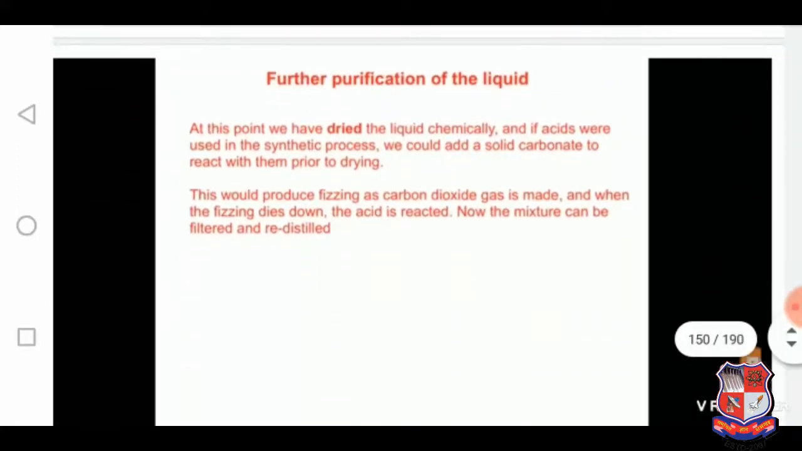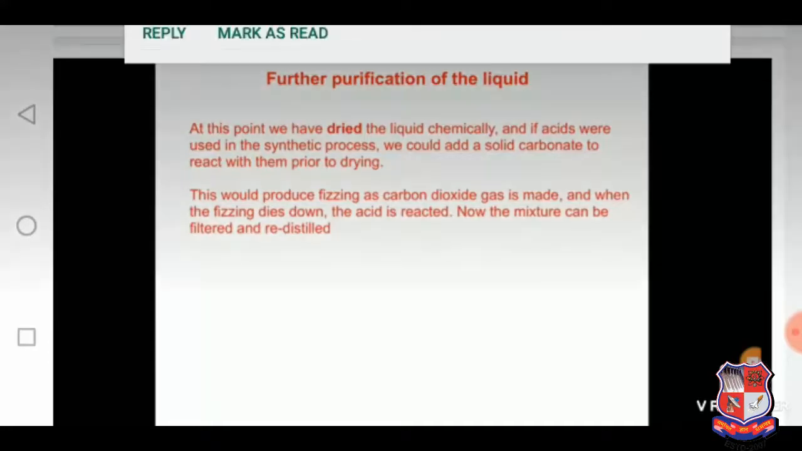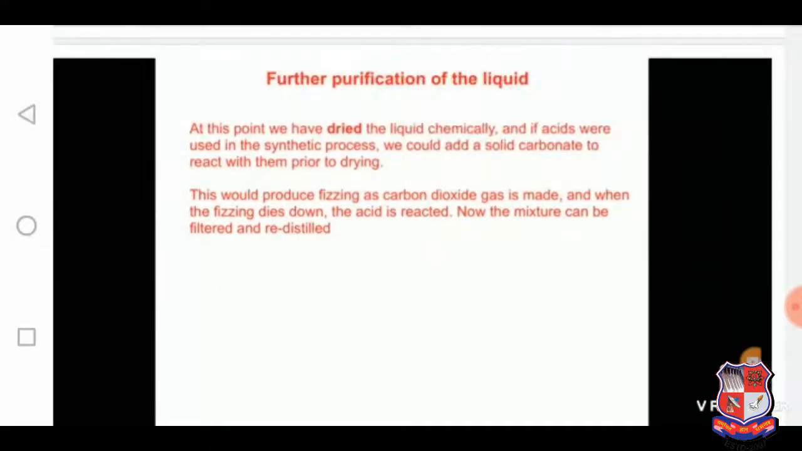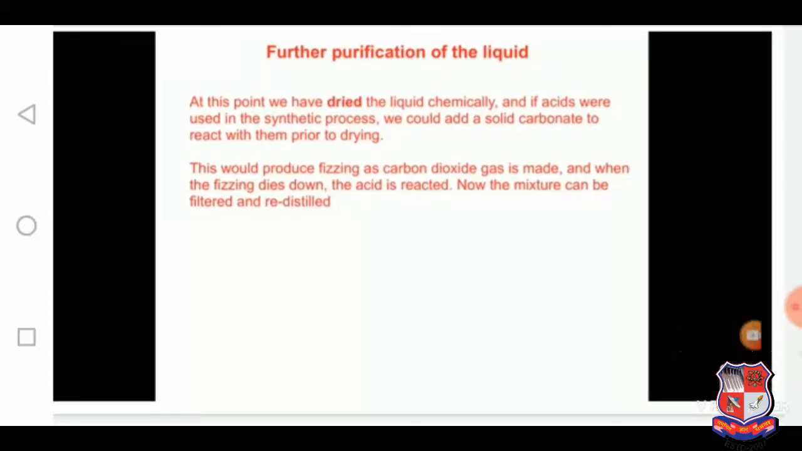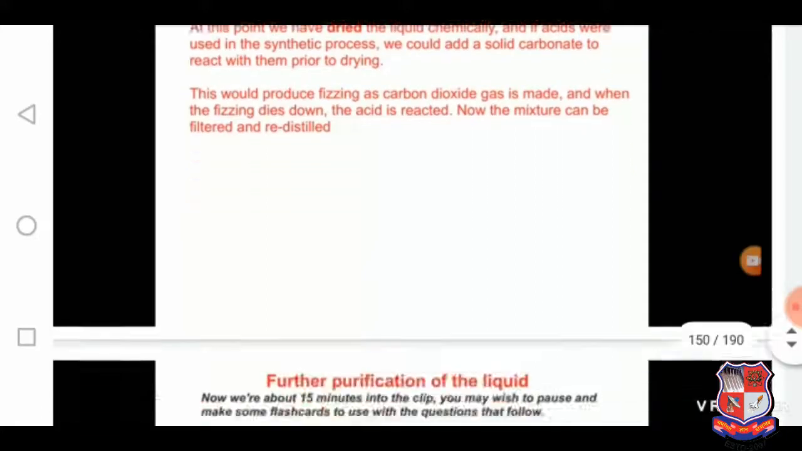For further purification, at this point we have to dry the liquid chemically, and if acids are used in the synthetic process, we could add a solid carbonate to react with them prior to drying. This would produce fizzing as carbon dioxide gas is made, and when the fizzing dies down, the acid has reacted. Now the mixture can be filtered and redistilled.